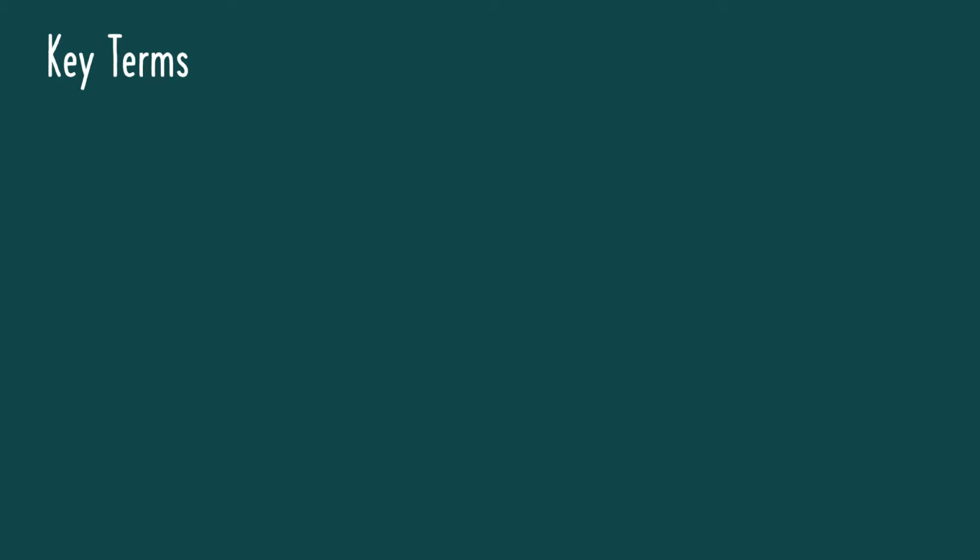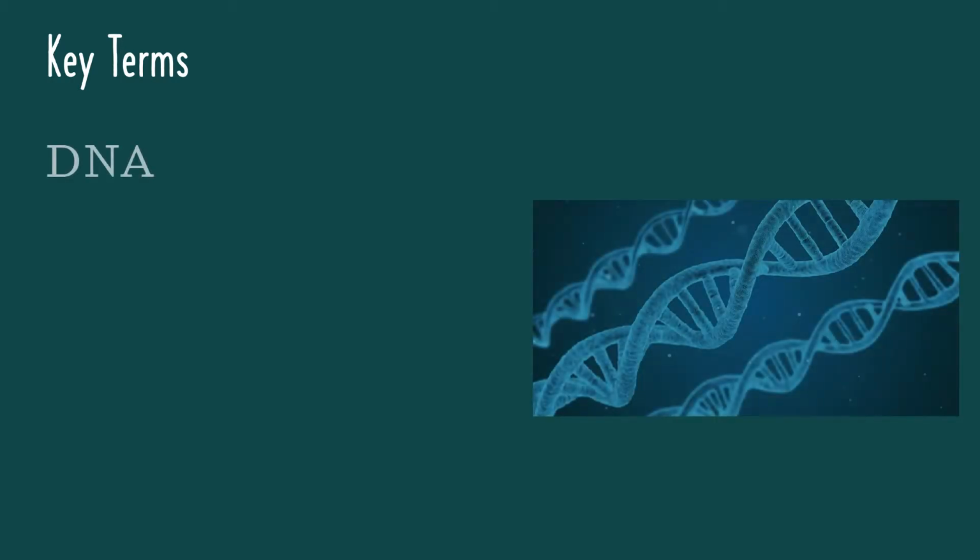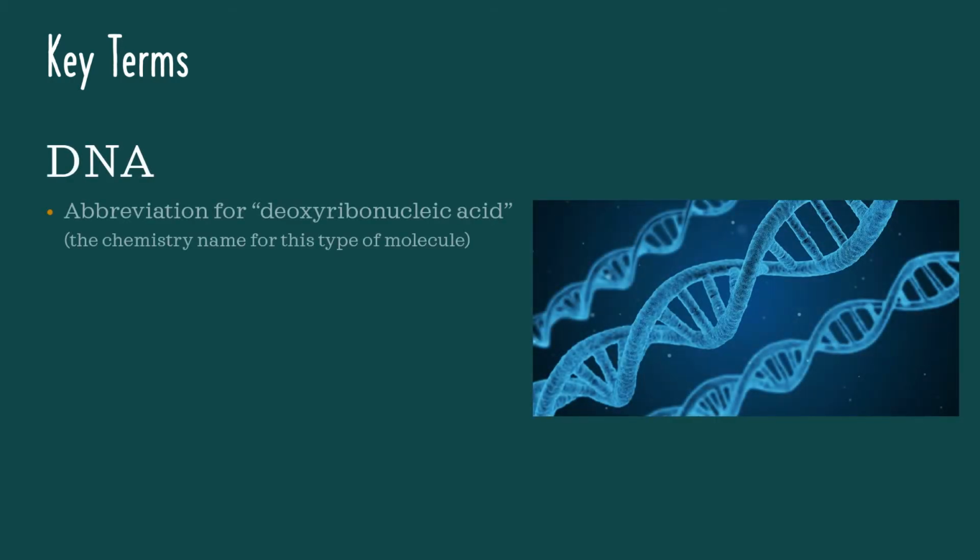Our first key term related to chromosomes is DNA, which is the general term for any molecule made up of deoxyribonucleic acid building blocks. It is the genetic information of cells. We inherit these molecules from our biological parents and pass them on to our children.